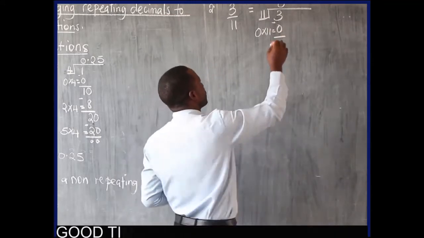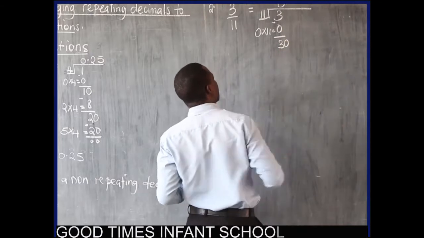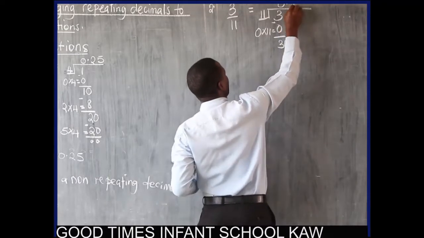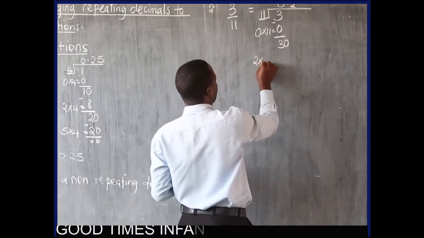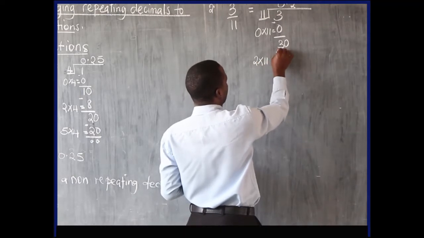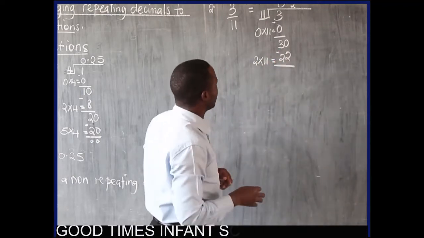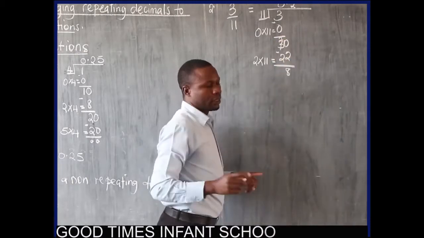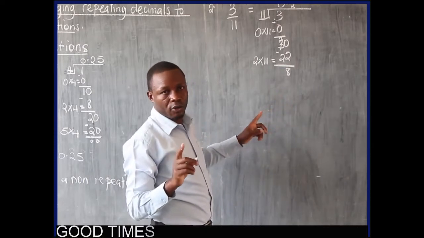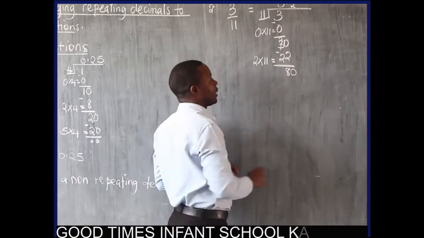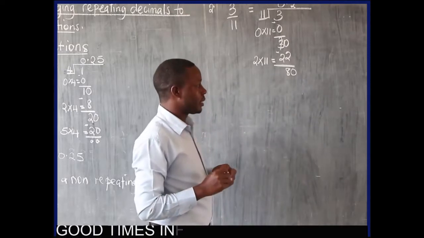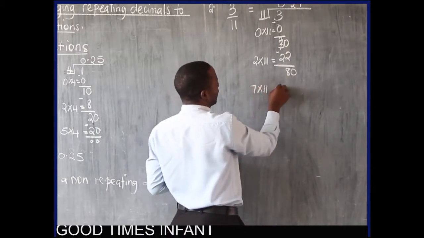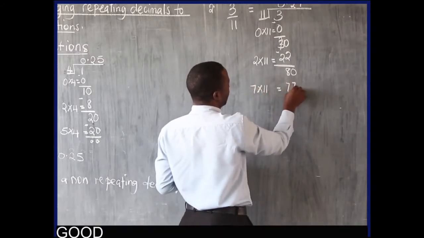What we do, we put a decimal point. We add a 0 to become 30. How many 11s do we get from 30? You tell me 2. So 2 times 11 gives us 22. When we subtract 30 minus 22 by regrouping, 10 becomes 8. There is 8. We add a 0, it becomes 80. How many 11s can we get from 80? Give us 7. 7 times 11 gives us 77.